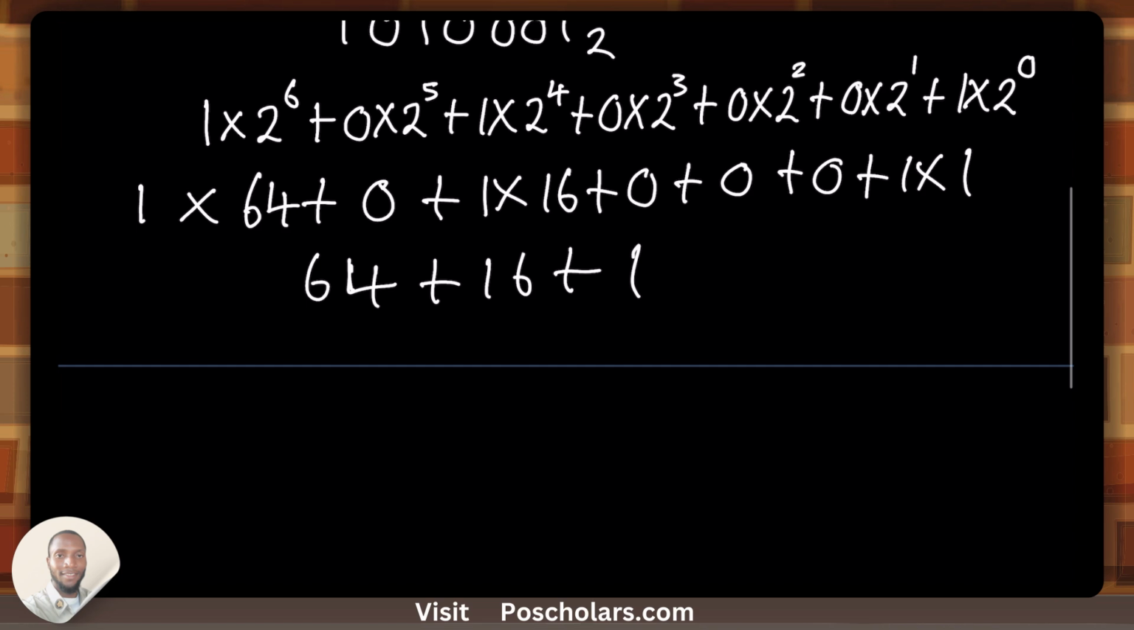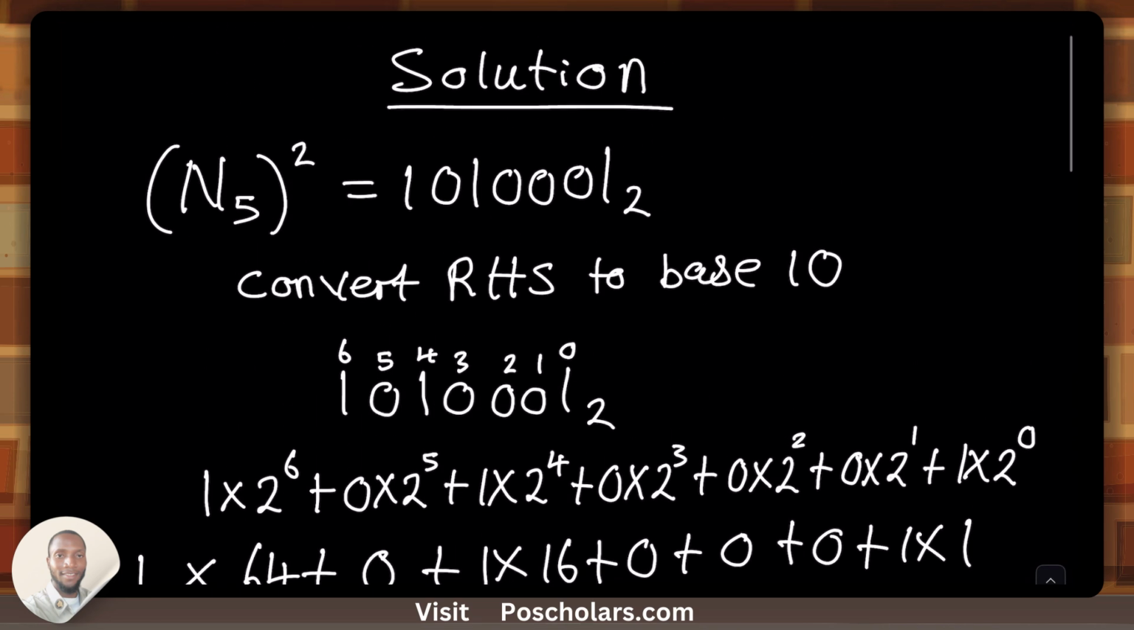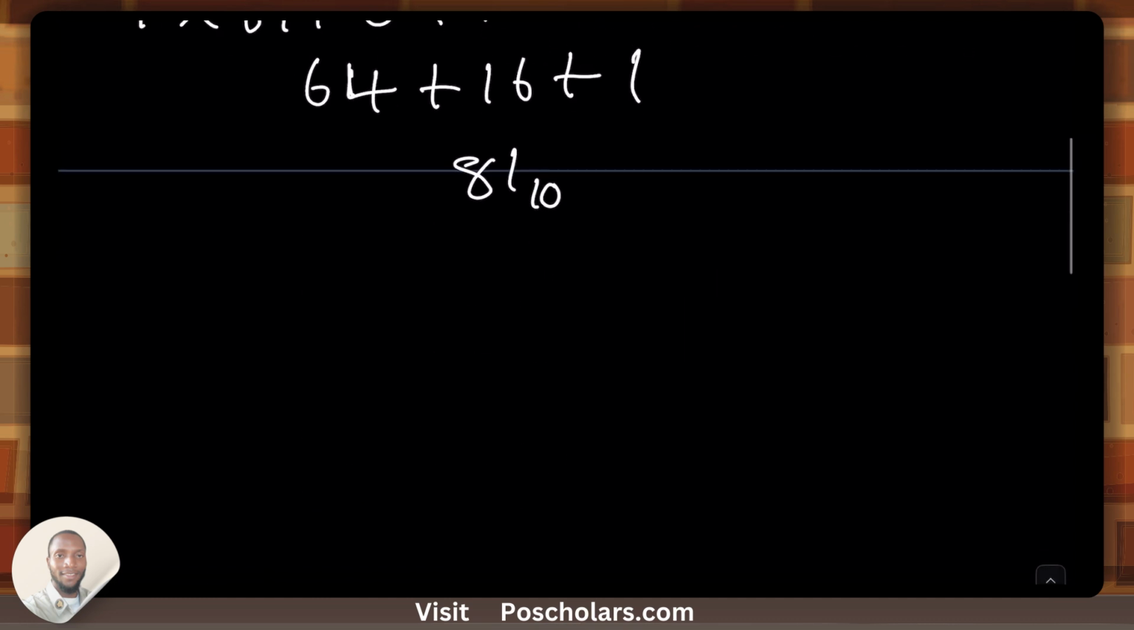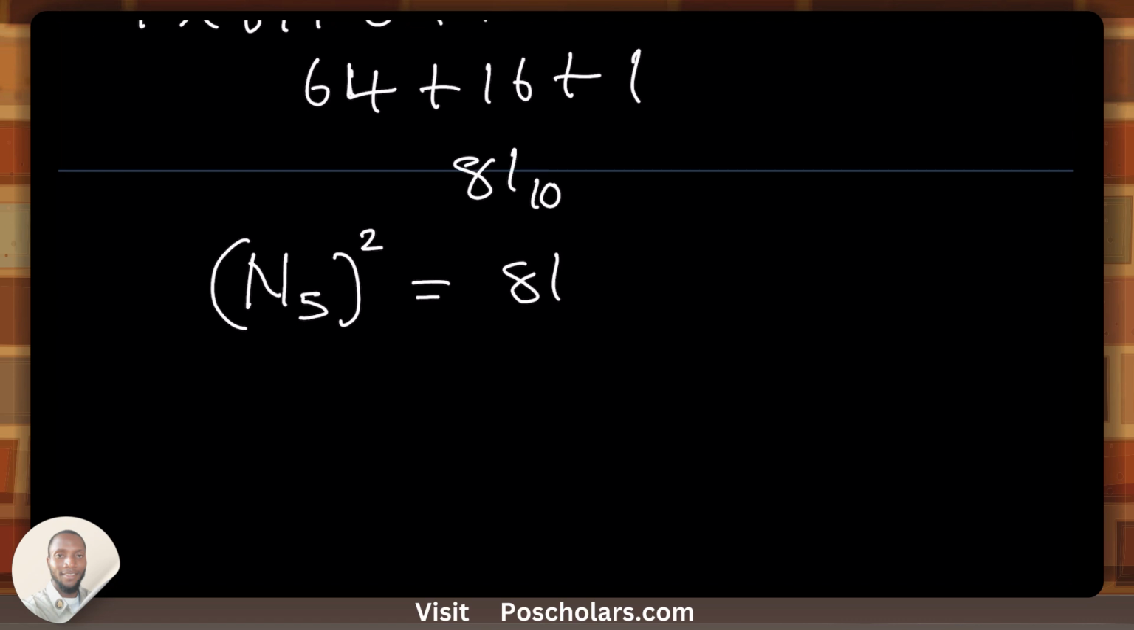So 81 base 10. Now, we have successfully converted the right hand side to base 10. So the new equation will now look like this. (n base 5) all squared equals 81. So the new equation looks like this: (n base 5) raised to power 2 equals 81 base 10. There's no need for us to write 10 because base 10 is the normal number system we know. So just let's leave it like that.